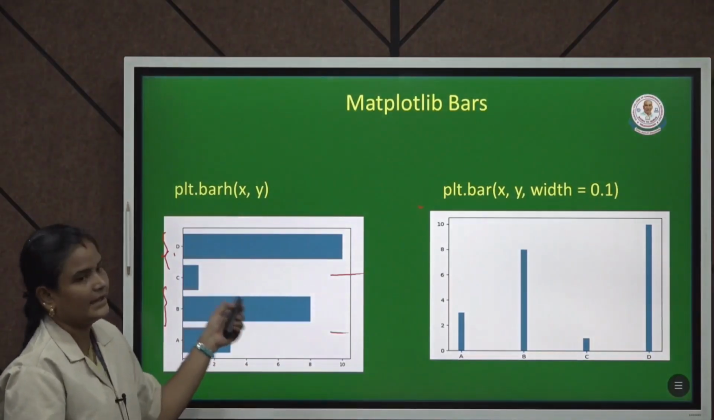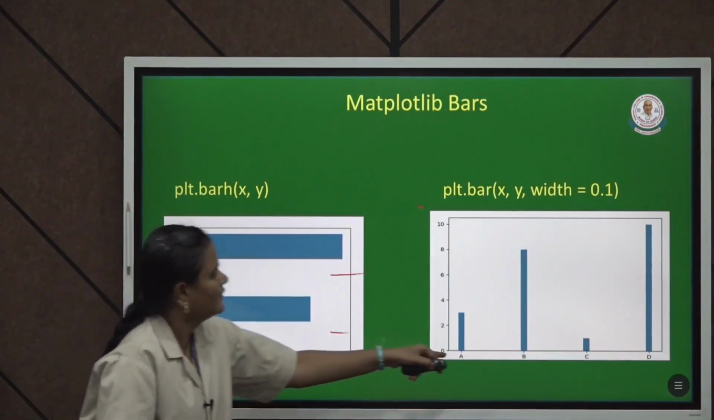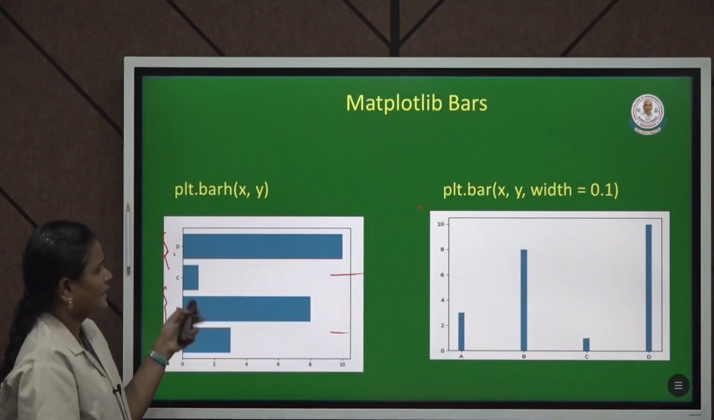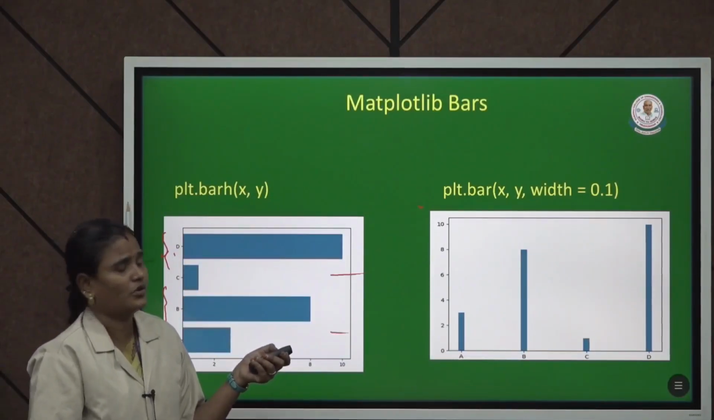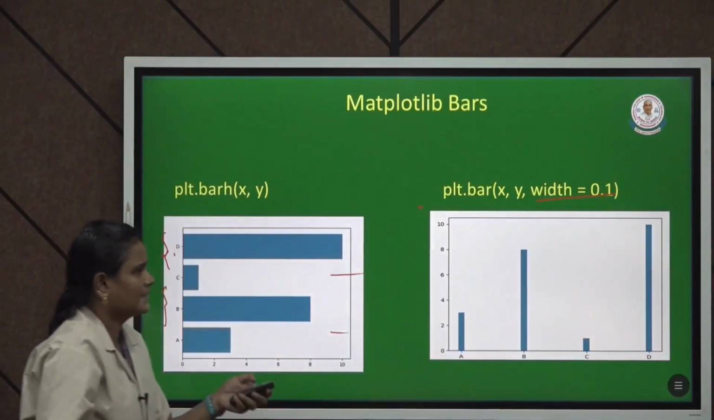And the second one is where we are giving different types of bars, horizontal and vertical bars, for that example. We can also give the size of the bars. By using the width we can set the size of the bars.